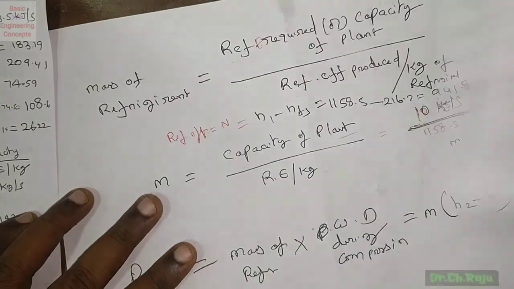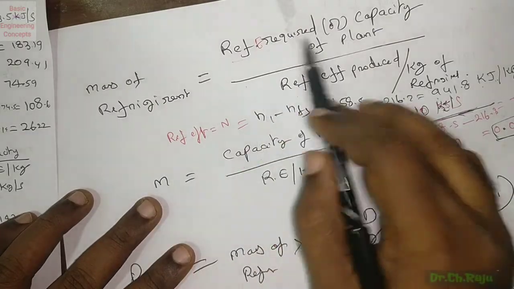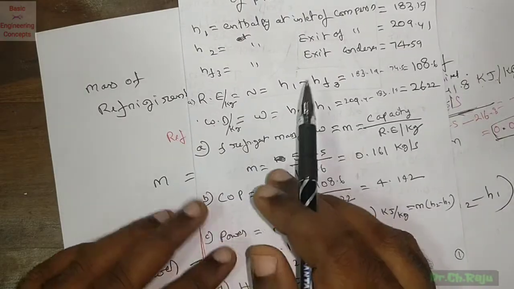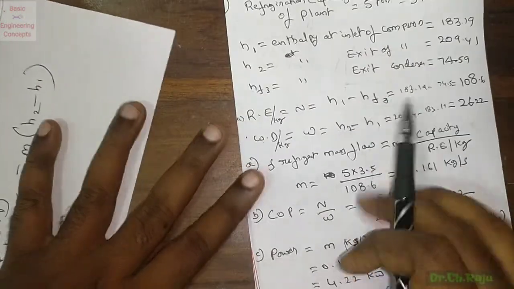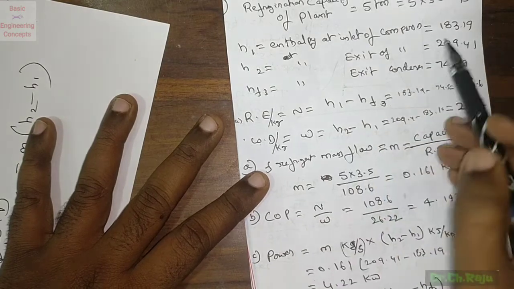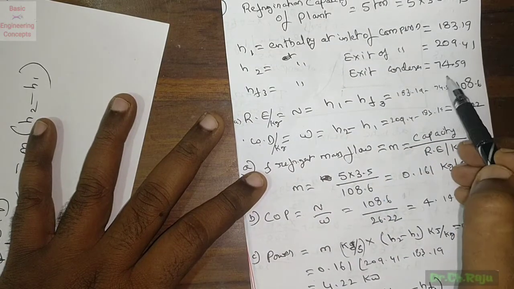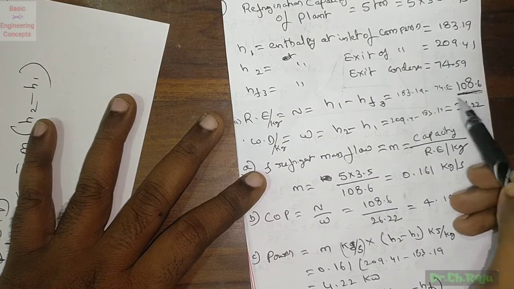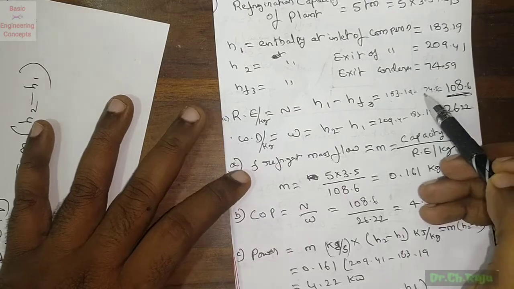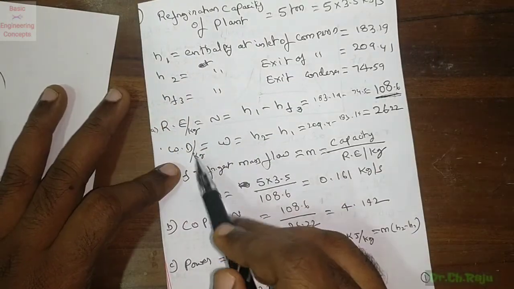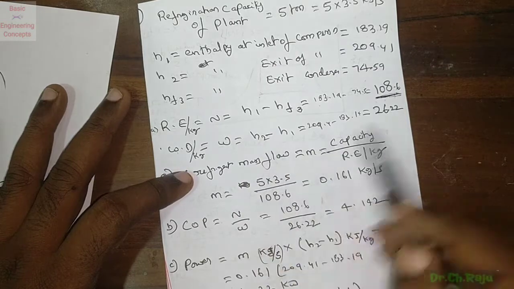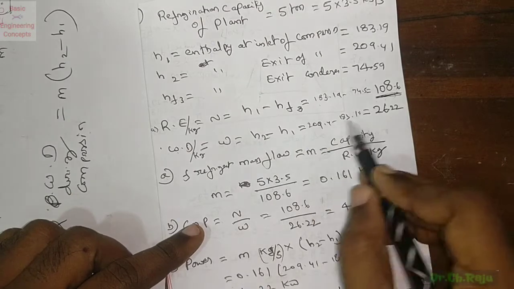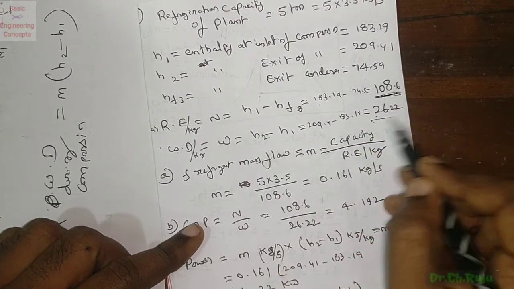The refrigerant flow rate is the refrigeration required per refrigerating effect produced. The refrigerating effect is H1 minus HF3, that is 183.19 minus 74.59, which is 108.6 kilojoules per kg. The work done per kg, W, is H2 minus H1. H2 is given and H1 is given, so you can calculate 26.22.